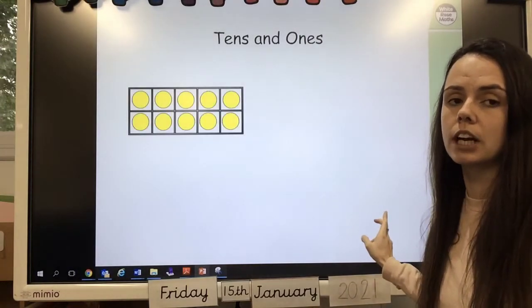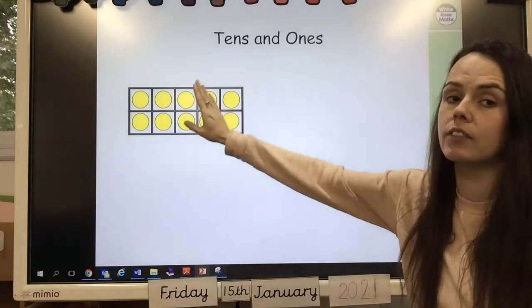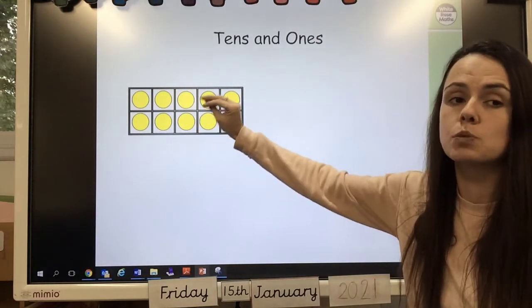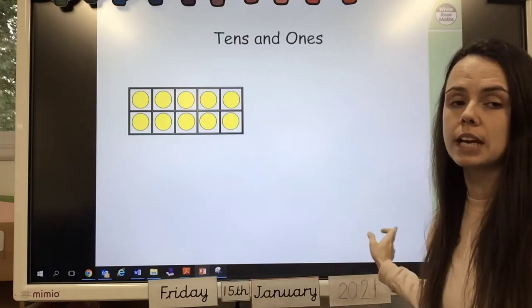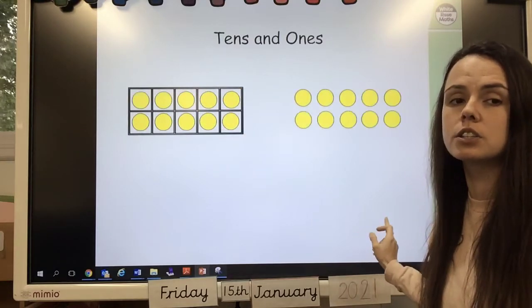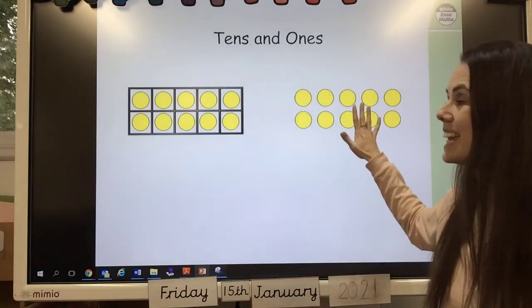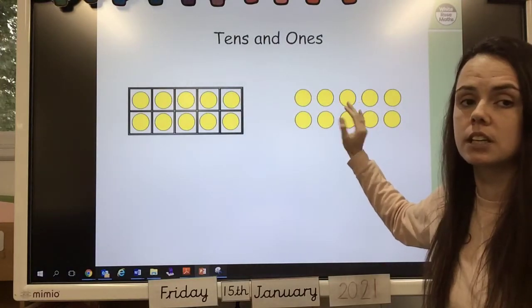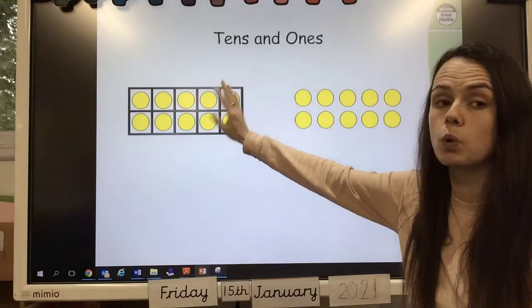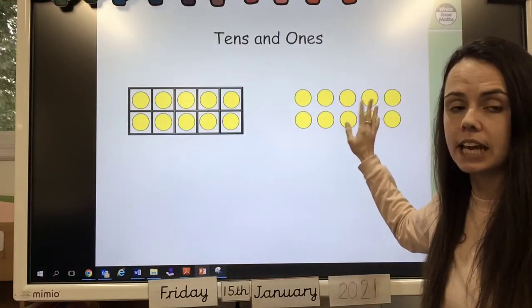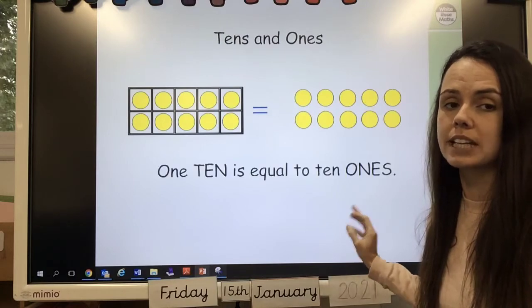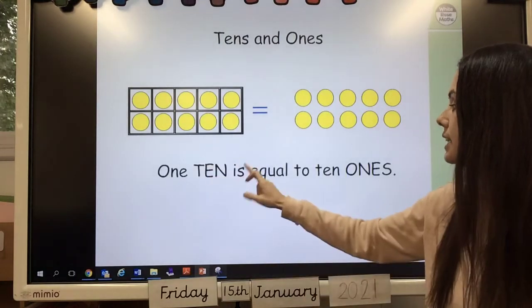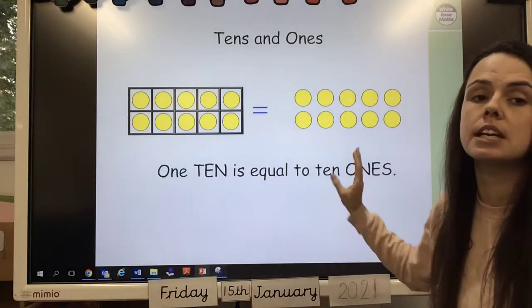Now let's have a look at our 10 frame. So if we have a complete 10 frame, that's one 10 frame. That's also the same as having 10 individual ones. So a 10 frame is 1 ten and 10 individual ones is 10 ones. So it gets very complicated. So 1 ten is equal to 10 ones.